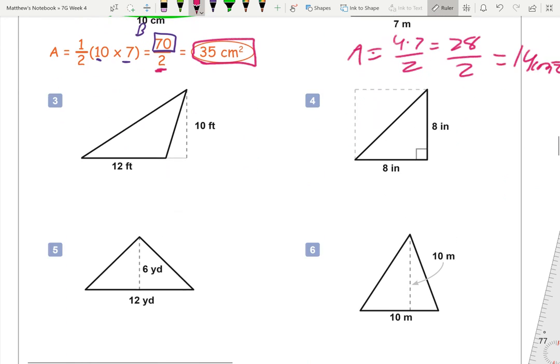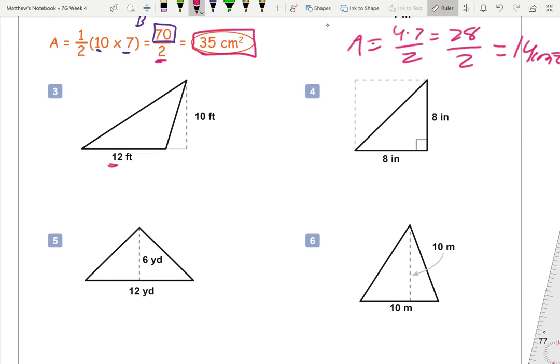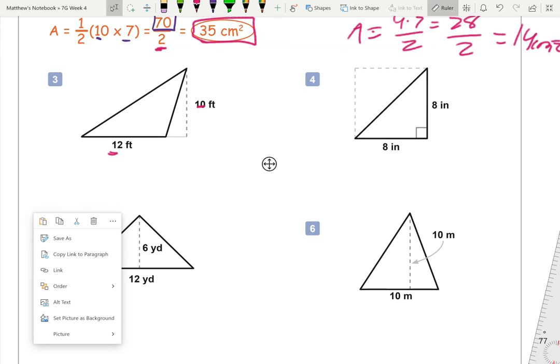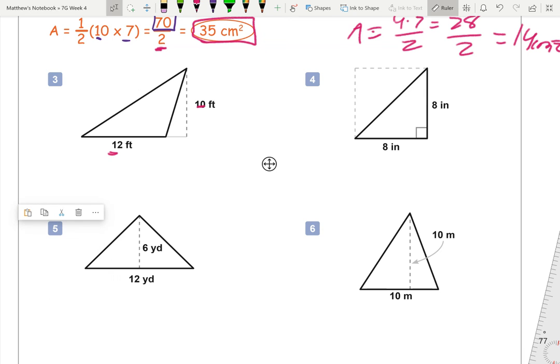And you're going to do the same thing for the rest of these problems. You're going to calculate 12 times 10, divide it by 2. All right, nice job. We're going to go ahead and take a look at the next worksheets in a bit.